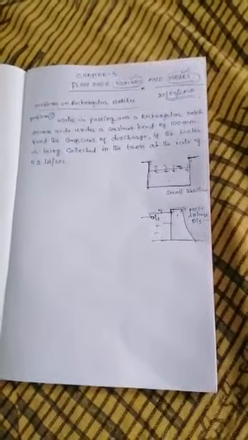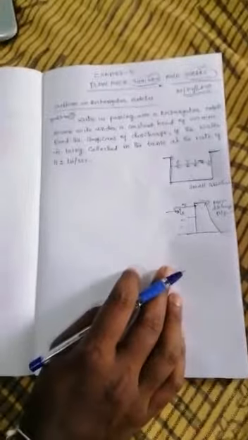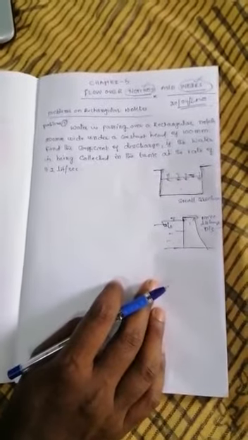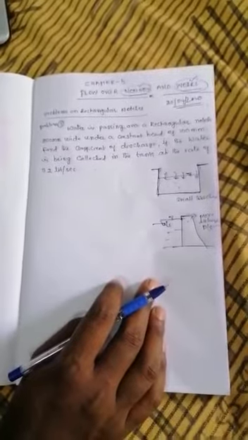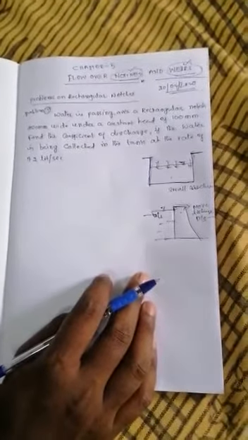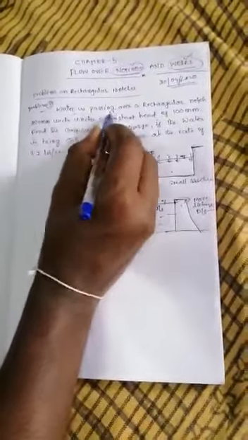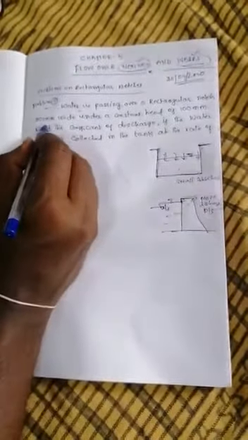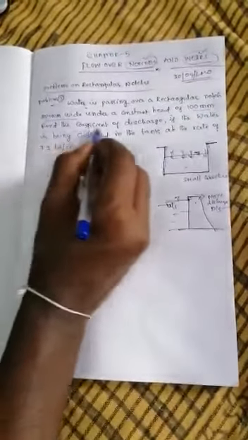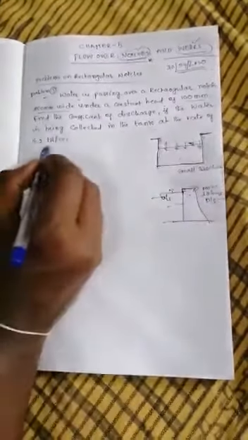We have different types of notches: rectangular notch, trapezoidal notch, triangular notch. First of all, we will discuss rectangular notches, means problems on rectangular notches. Problem 1, listen carefully. Water is passing over a rectangular notch 200 mm wide under a constant head of 100 mm. Find the coefficient of discharge if the water is being collected in the tank at the rate of 11.2 liters per second.